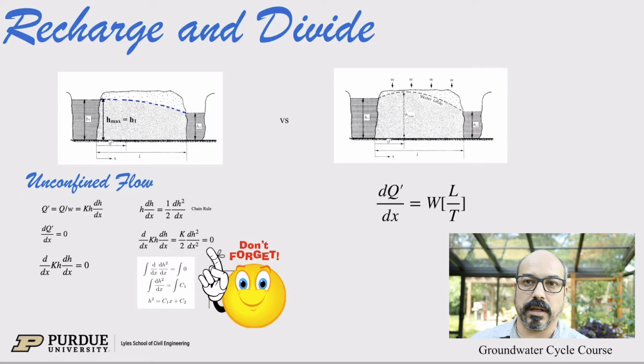So there wasn't any recharge or there wasn't any time dependence. Here we want to look at an unconfined aquifer again, but this time we'll consider that there is rain coming in. So here at the top you can see the difference.